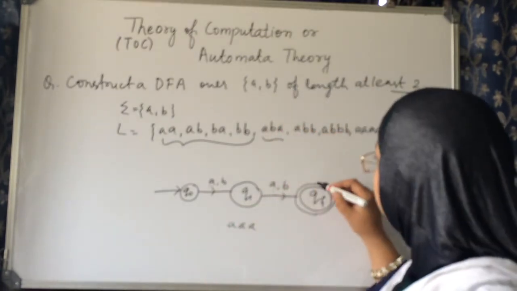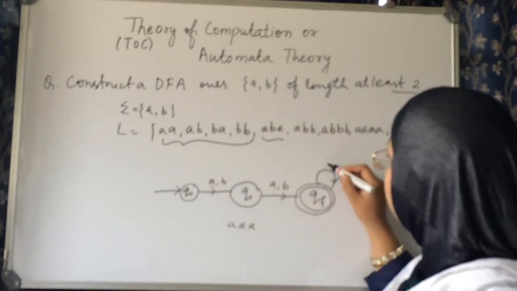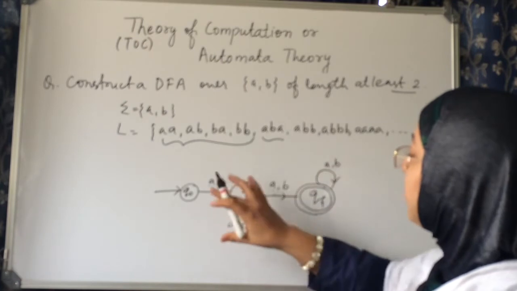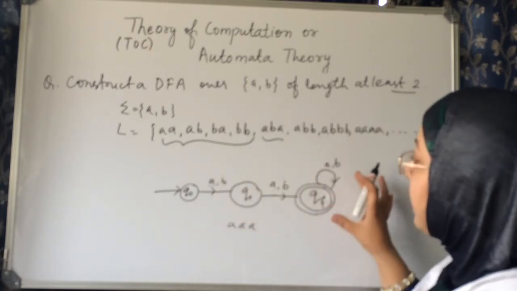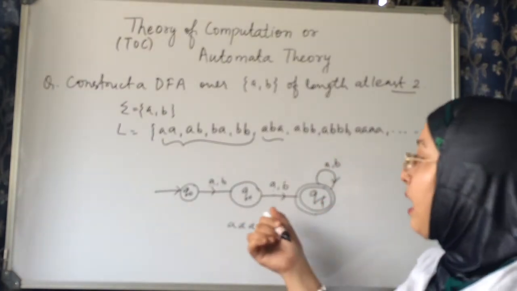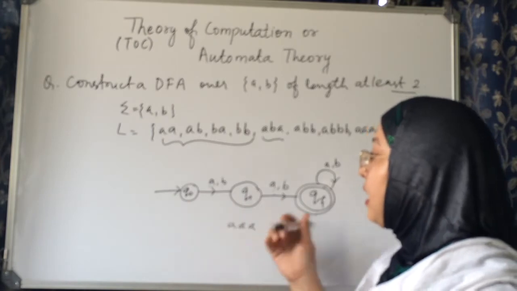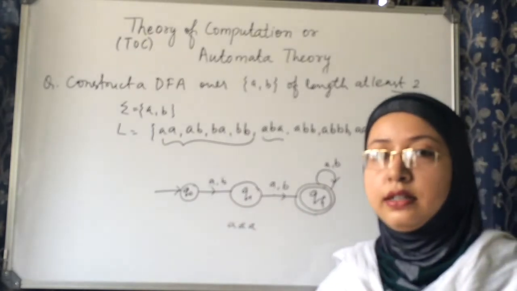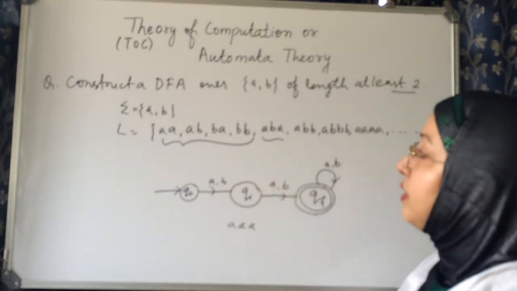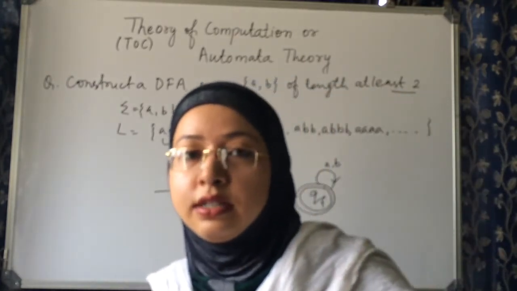And make a loop over this and write A comma B. Means even if it says any number of A's, any number of B's, after these two symbols, it will go to final state. So this is the minimal DFA for this question. Okay, so let's see another question.